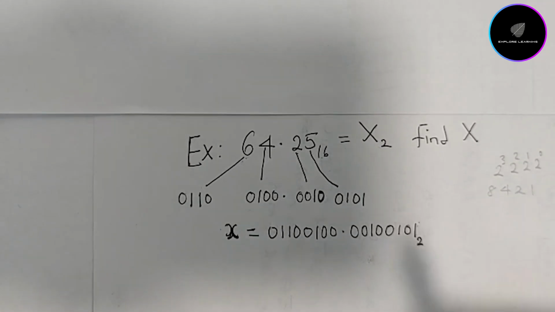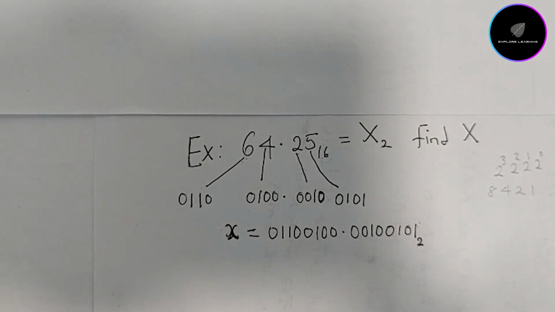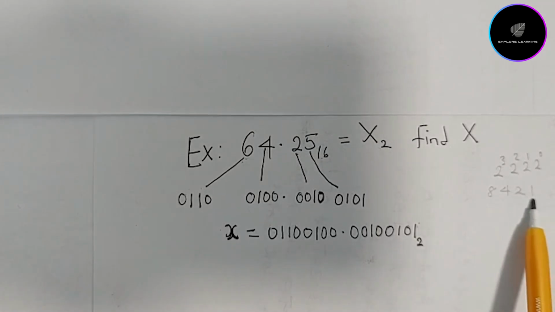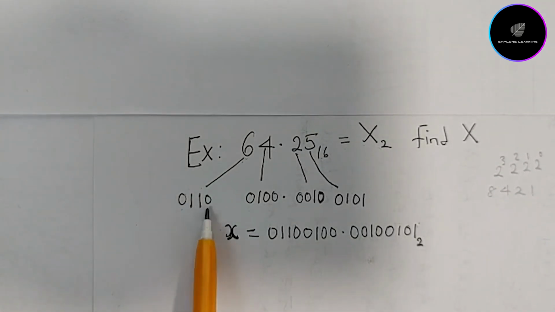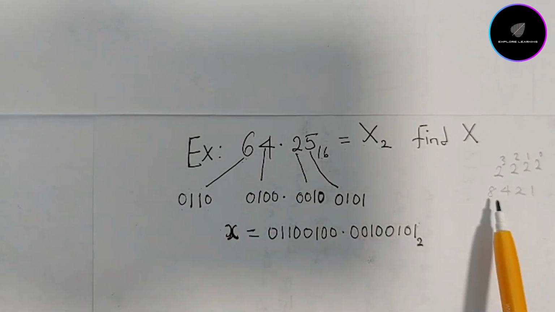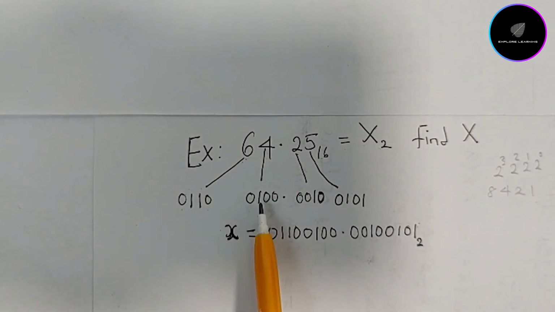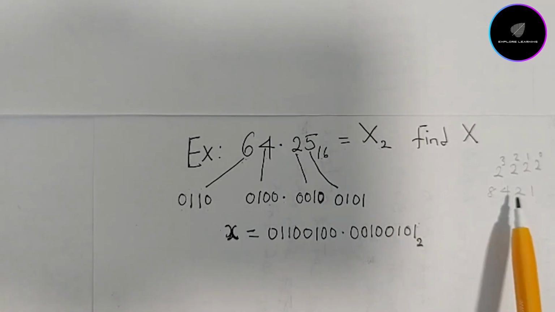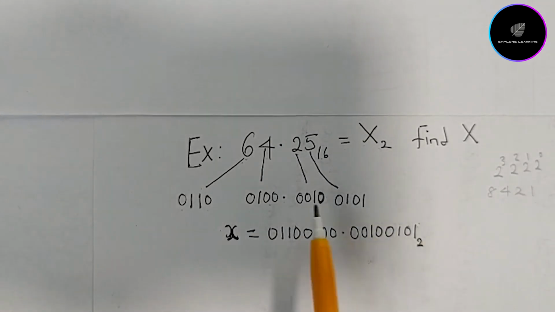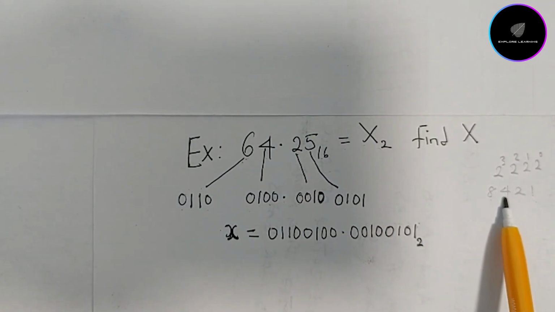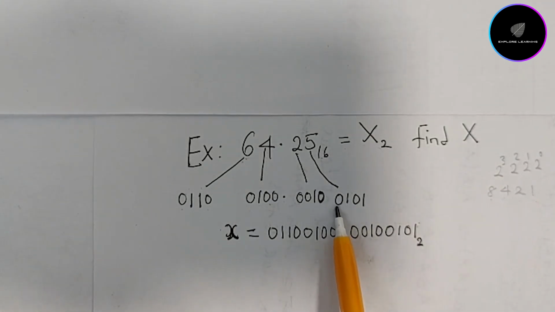Then we have 8, 4, 2, 1. So in this case, 6, we're going to have 0, 1, 1, 0. That's why we got 0, 1, 1, 0. Then for 4, we're going to have 0, 1, 0, 0. For 2, we're going to have 0, 0, 1, 0. For 5, we're going to have 0, 1, 0, 1. That's why we got 0, 1, 0, 1.